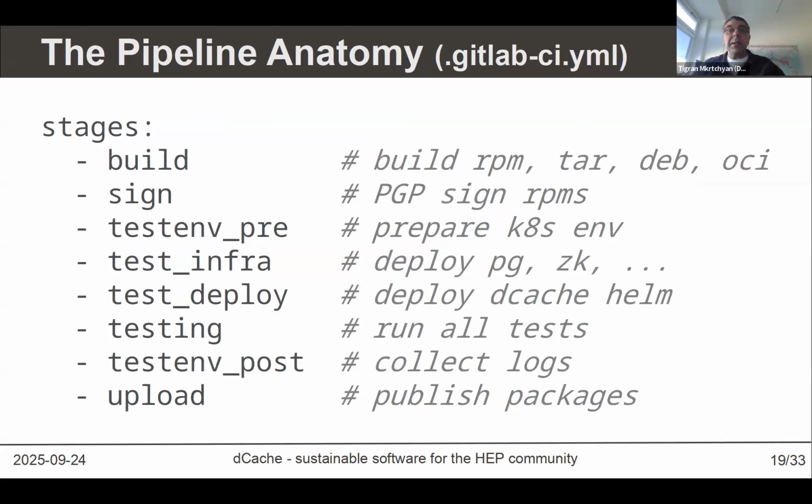Our test pipeline has several stages. All stages together trigger around 35 jobs. The stages cover various aspects of our build process. First, we build the dCache packages, these RPMs or tar files, which will later be deployed. For our test environment, we prepare the Kubernetes namespace, and we create a Kubernetes namespace per build. This allows us to run multiple builds in parallel.